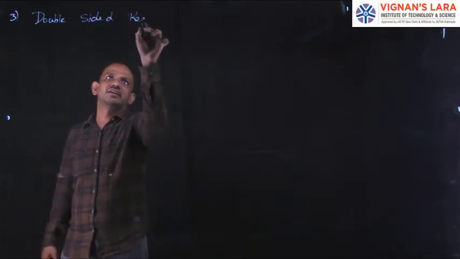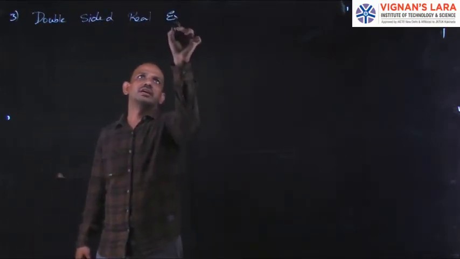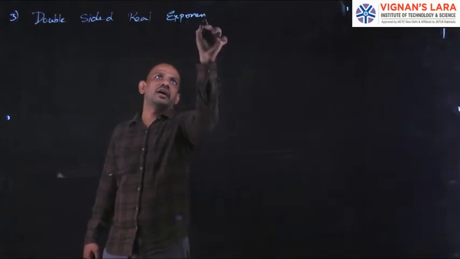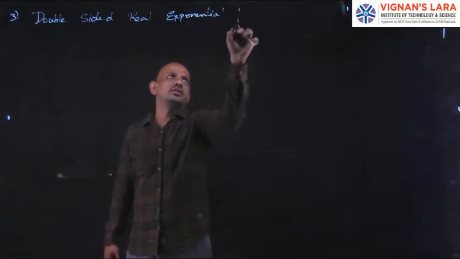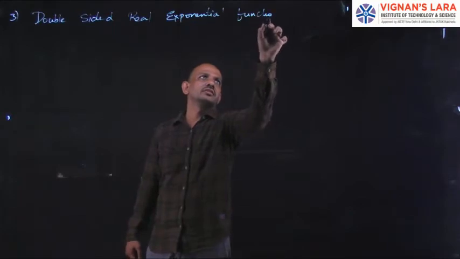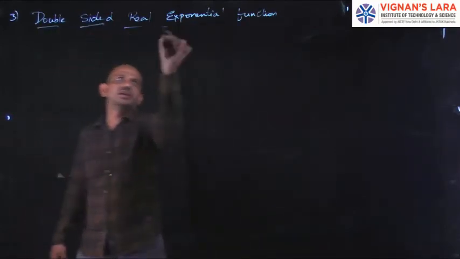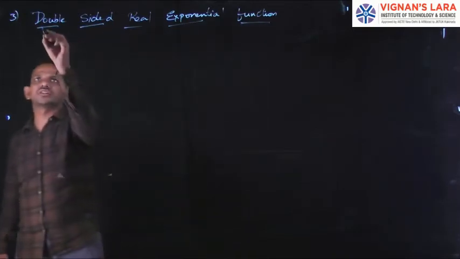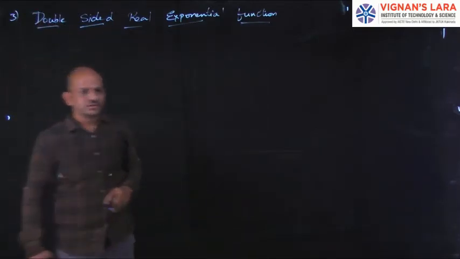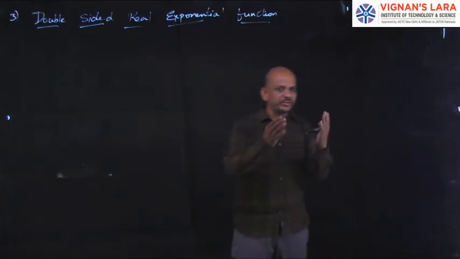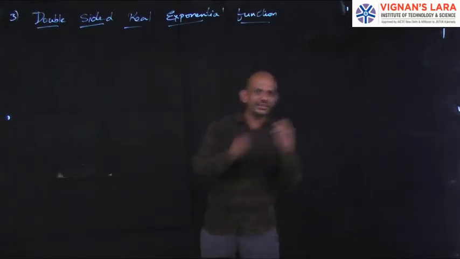The third one is a double-sided real exponential function. I go for the double-sided, so the exponential function will be on both sides, that is, on the positive side and the negative side.